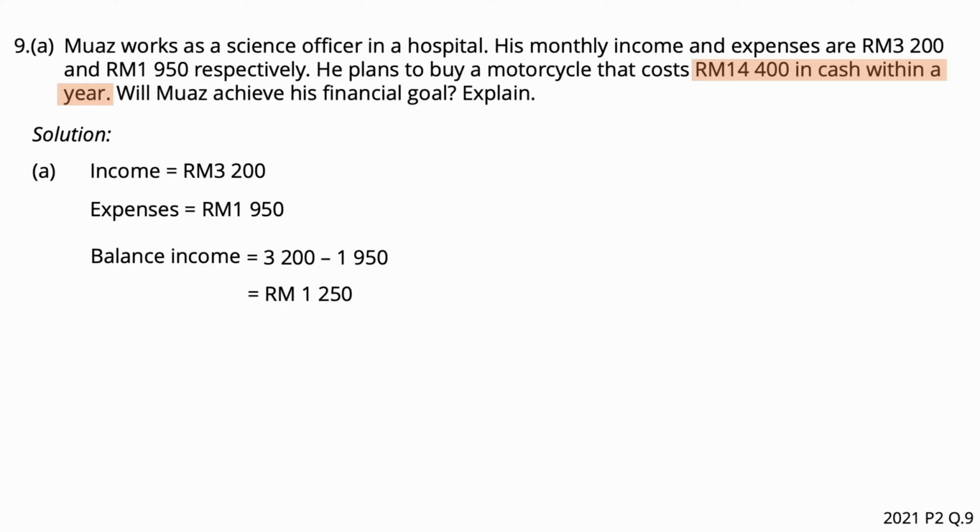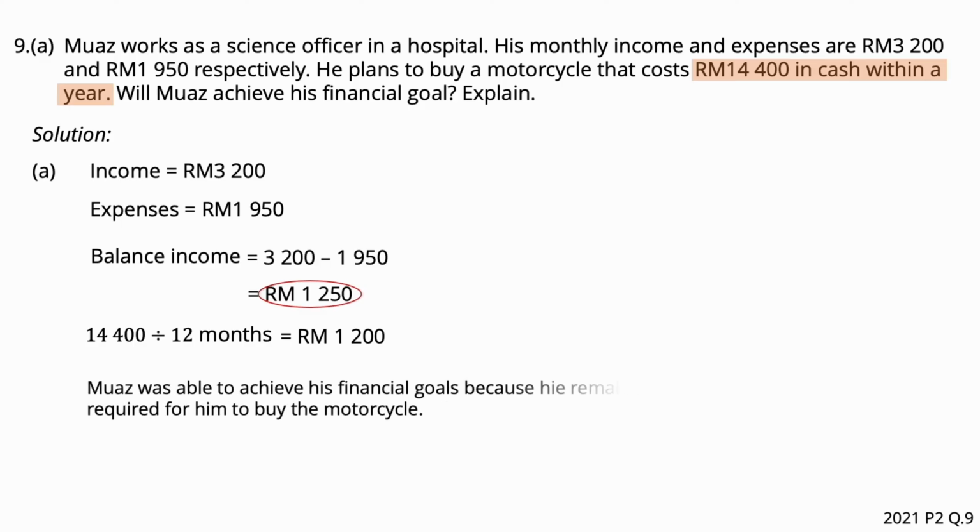The motorcycle he plans to buy costs 14,400 ringgit Malaysia in cash, paid by installment within a year. 14,400 divided by 12 is equal to 1,200. Compared to his balance income of 1,250, Moss was able to achieve his financial goals because his remaining salary exceeded the saving required for him to buy the motorcycle.